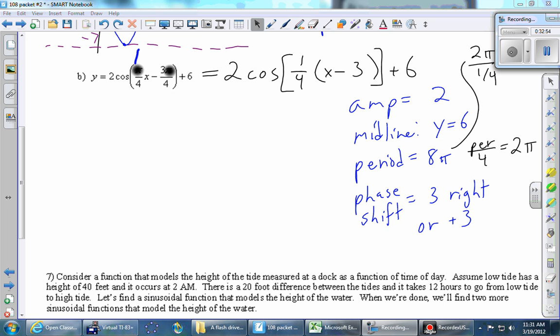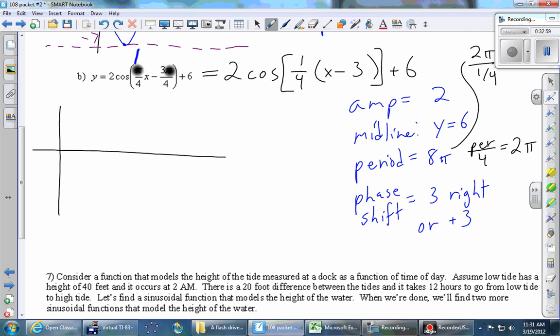So let's see if we can graph this thing. We'll go ahead and start with our axes. Then I'm going to again trap it, top and bottom. First I'll find my middle. Where's the middle? There's a y equals 6. So I'll put y equals 6 up here.